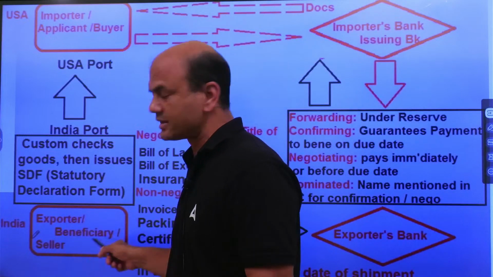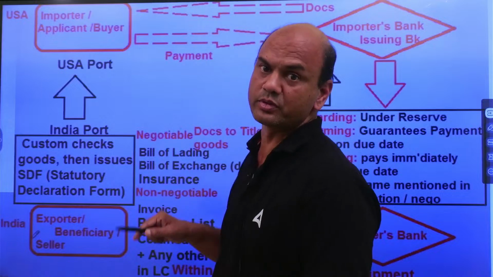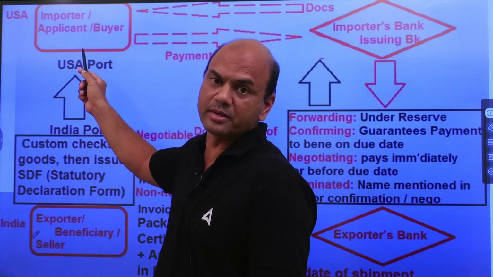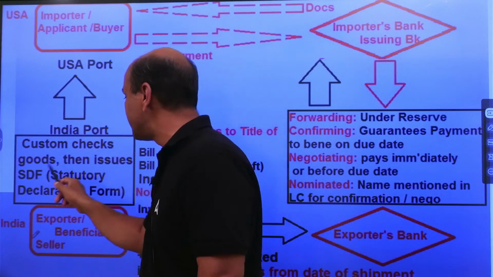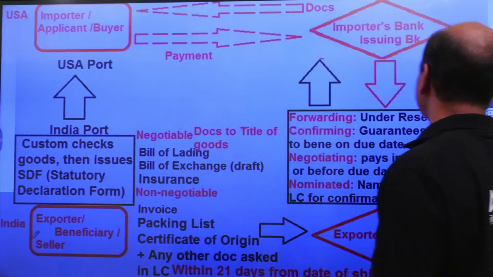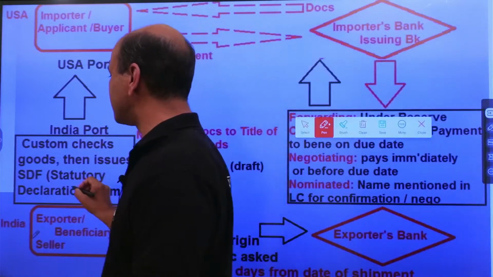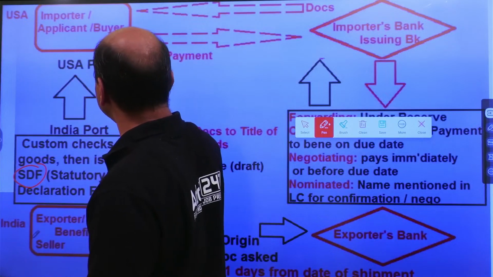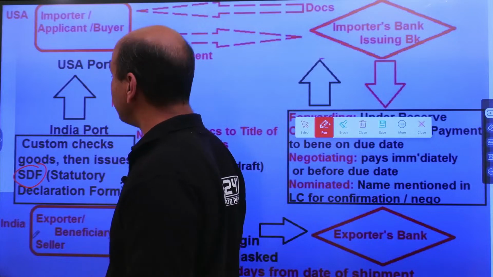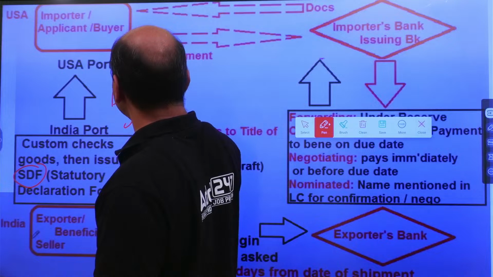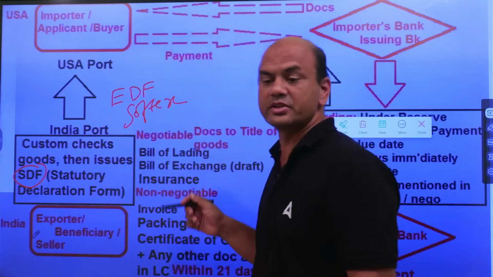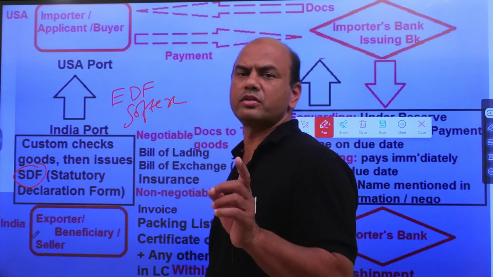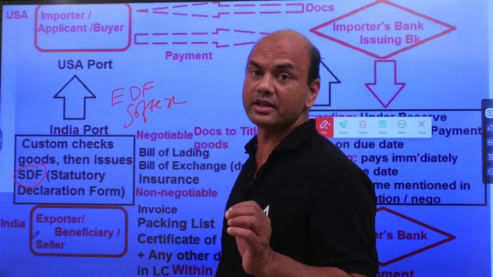Firstly, once the LC has reached, the beneficiary prepares the goods. He manufactures the goods and sends them to this importer. For that, he requires this. SDF is gone now. Earlier it was SDF. Nowadays we have EDF, Export Declaration Form. And soft text: if you are exporting software, then it's soft text. For any other goods, it is the EDF form.